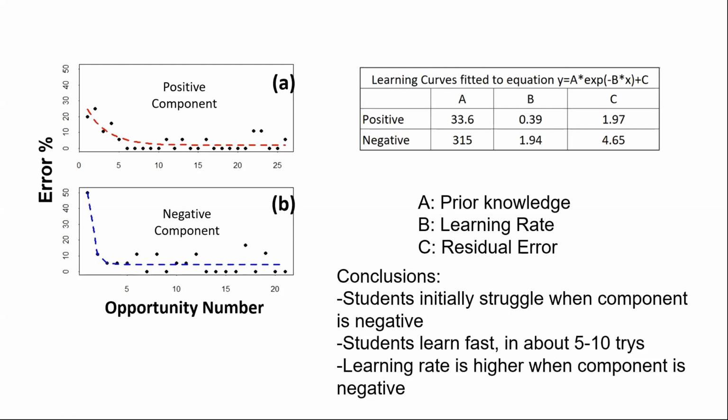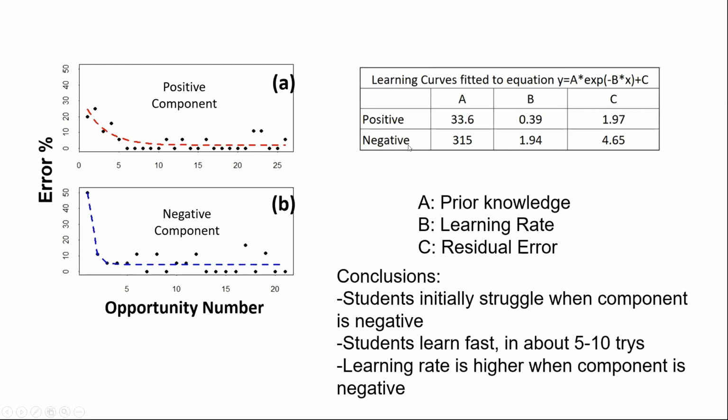So by modeling this like an exponential decay, we were able to extract some components, A, B, C. This was the modeling curve we used, where A represents the level of prior knowledge, B represents, in arbitrary units, the learning rate, and C represents the residual error.